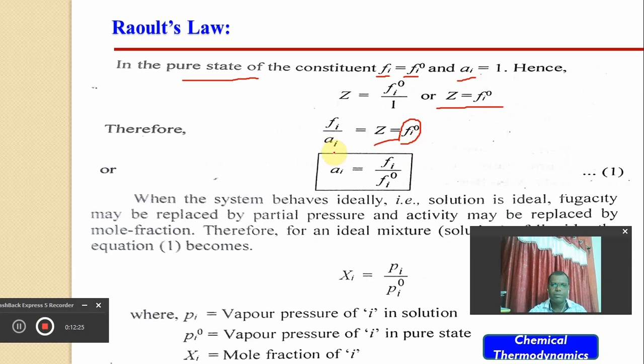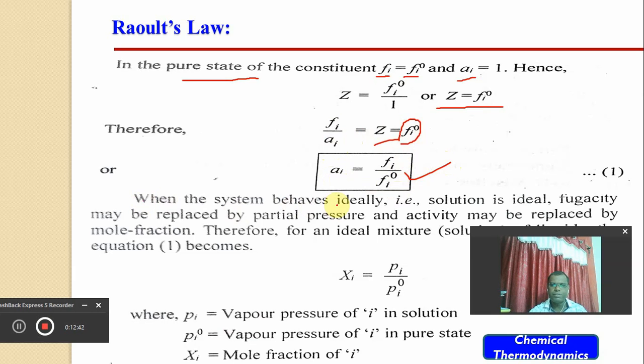That's why we can simplify the equation for AI. So Fi upon Fi0 is equal to AI. So we can write the equation for the activity of the ith component, and this activity is equal to the ratio of Fi upon Fi0.